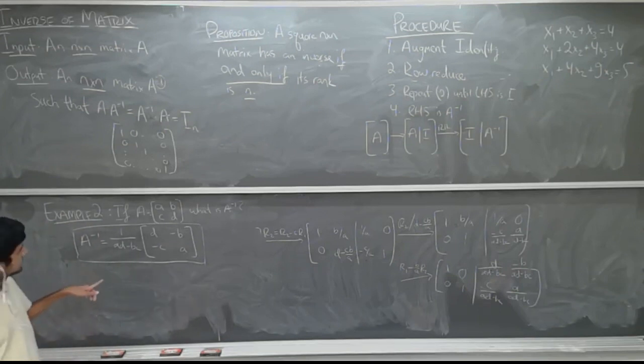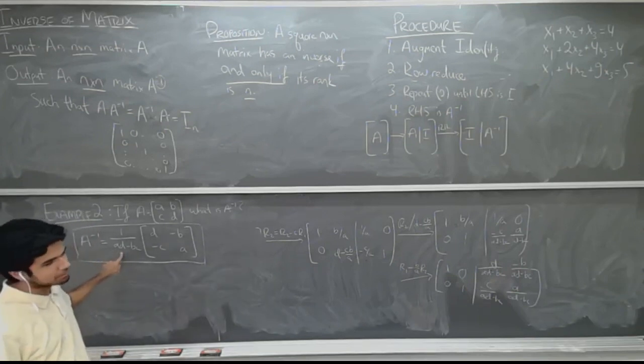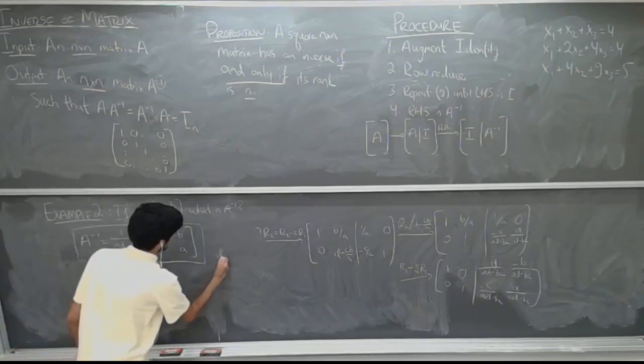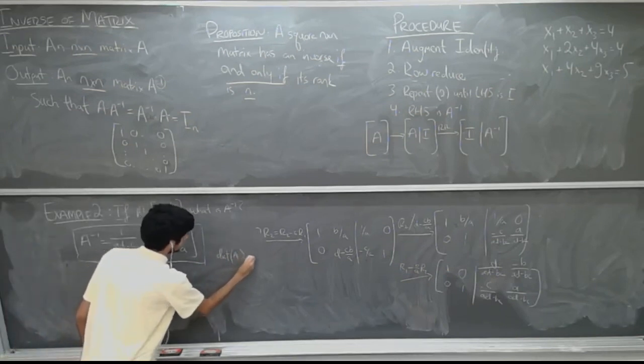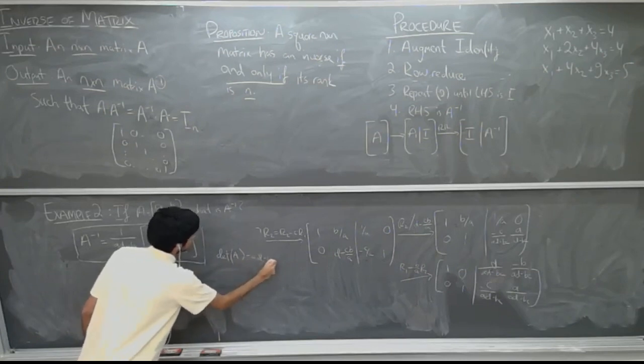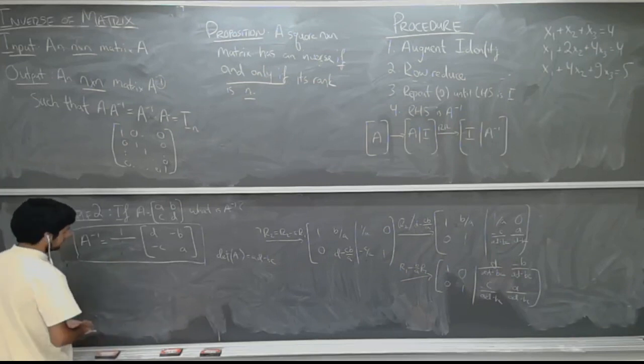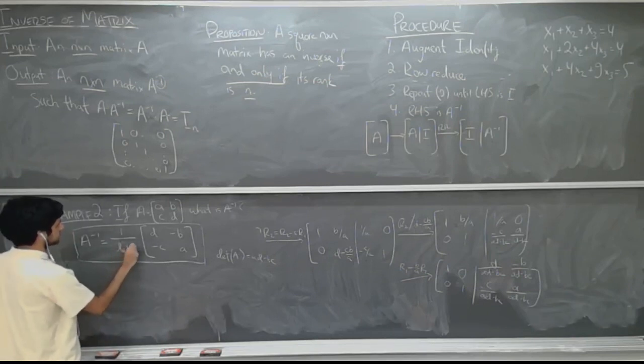And what's especially nice about this is that this AD minus BC term is quite familiar, because the determinant of A is equal to AD minus BC. So we can swap this out with just the determinant of A.